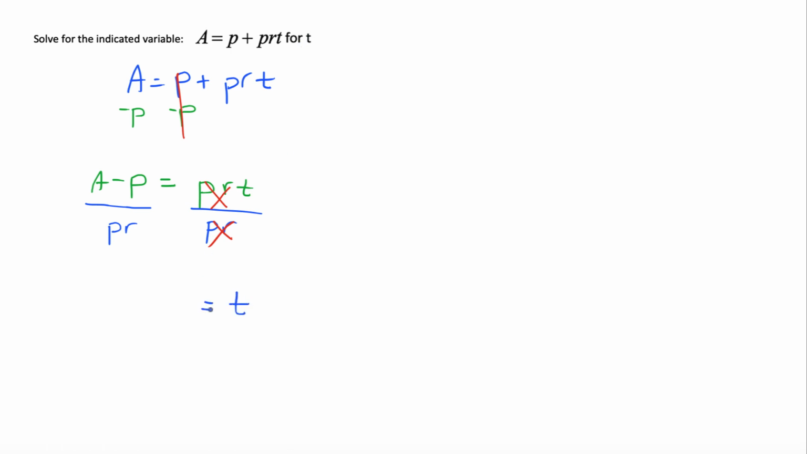But notice, what do we have on the other side? What does t equal here? t is equal to a minus p, all of that, over pr.